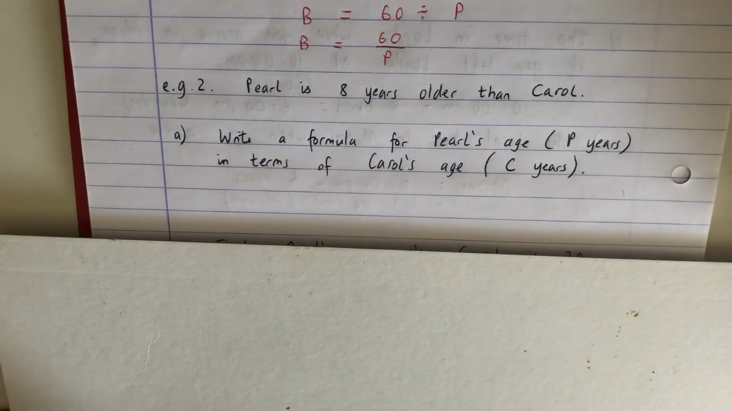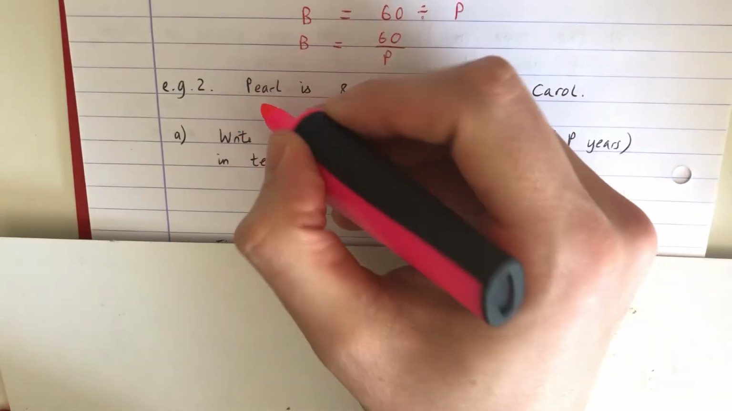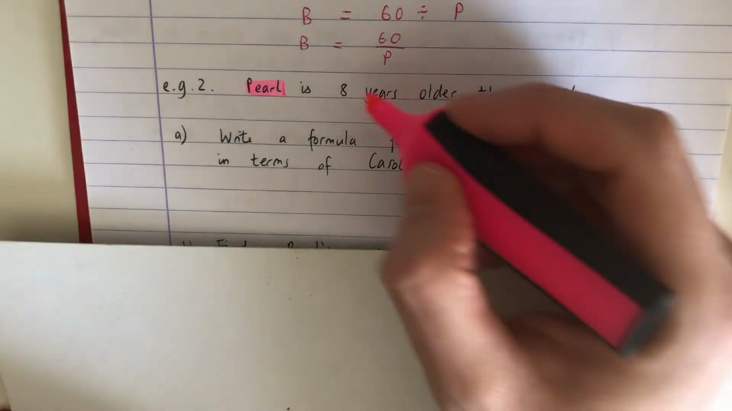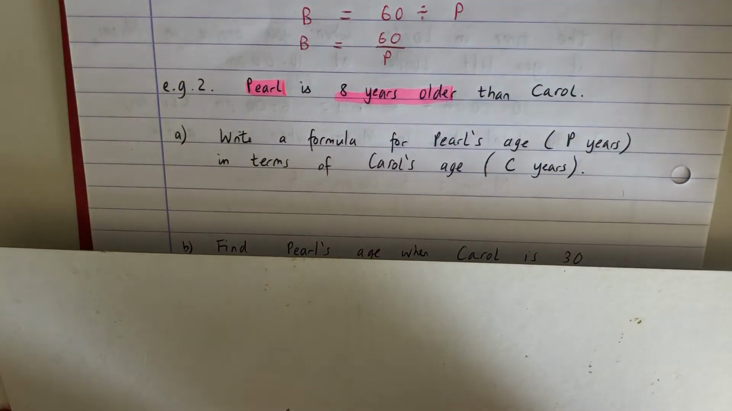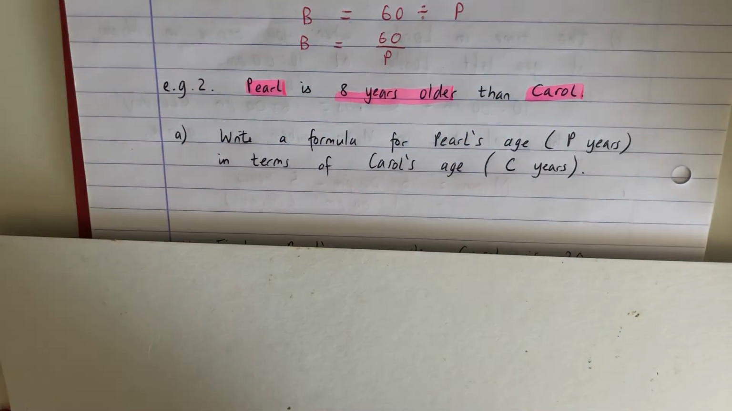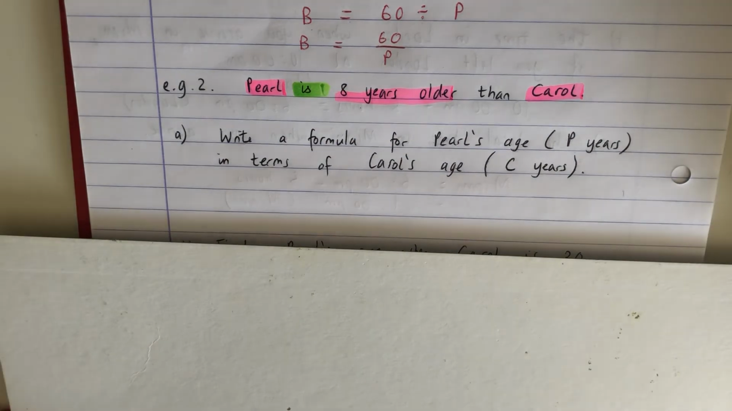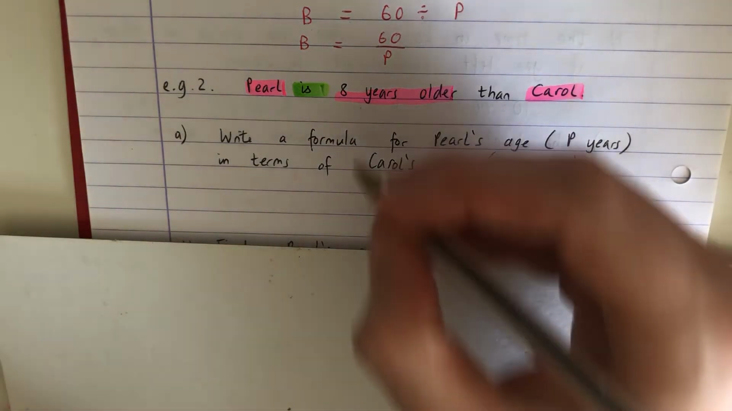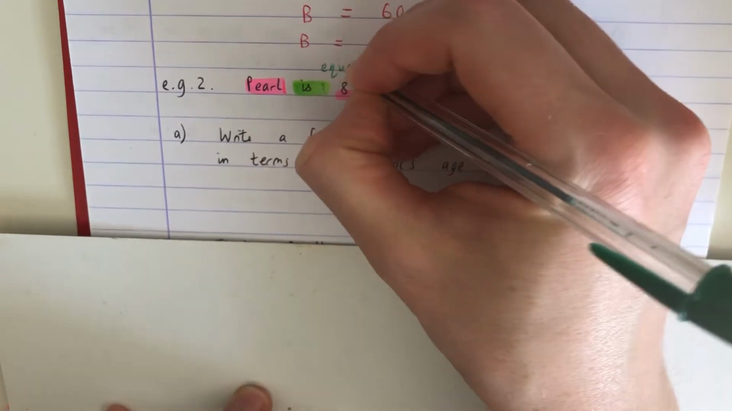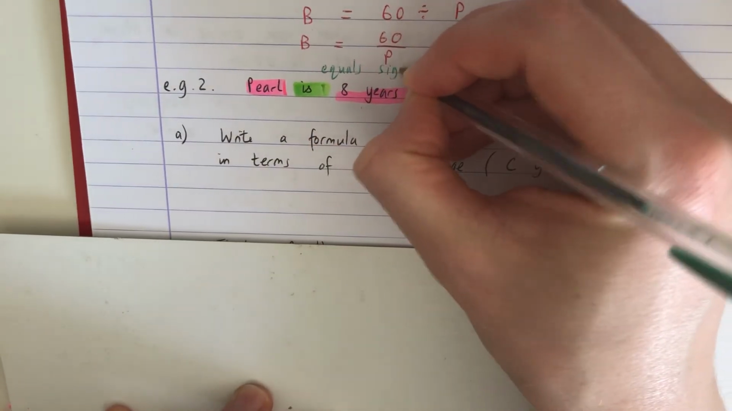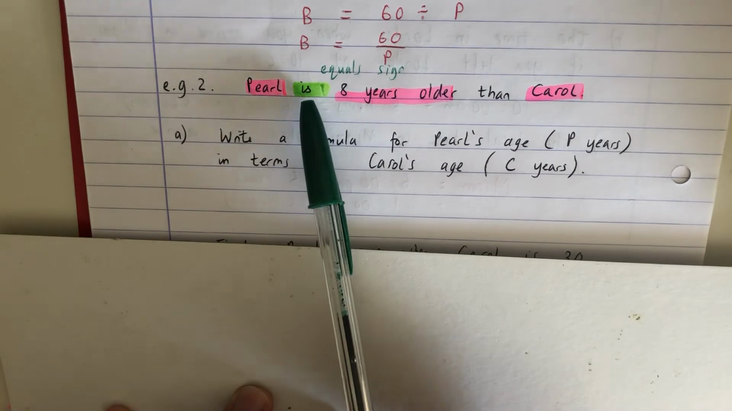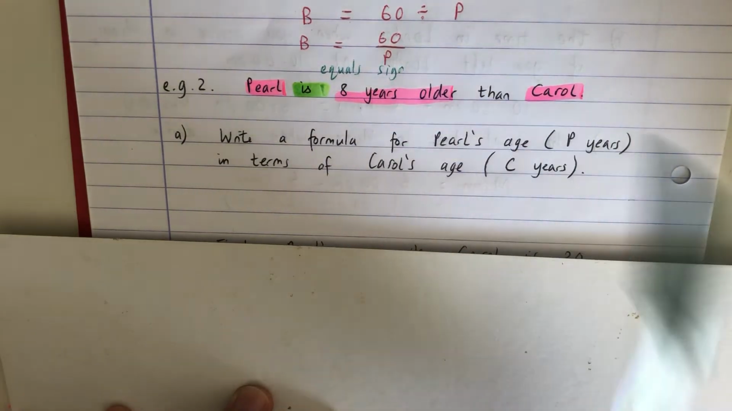So, Pearl, 8 years older, Carol. And this one's a little bit easier because it's got the word I was looking for, which is "is". You might remember what the word "is" tends to be in maths for these formulas questions. What symbol is the same as? It's the same as the equal sign. So Pearl equals 8 years older than Carol.